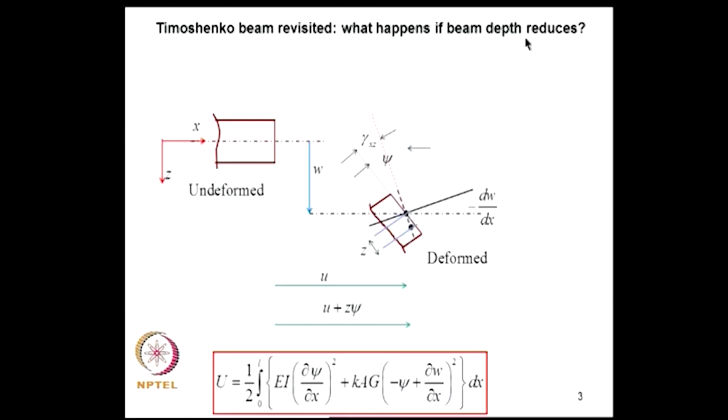If you recall, in the Timoshenko beam, this is the undeformed geometry, and in the deformed geometry the plane section here remains plane, but it rotates by an angle psi. It does not remain normal to the neutral axis. There will be a shearing strain that we wish to take into account. The expression for strain energy we have already derived will be of this form.